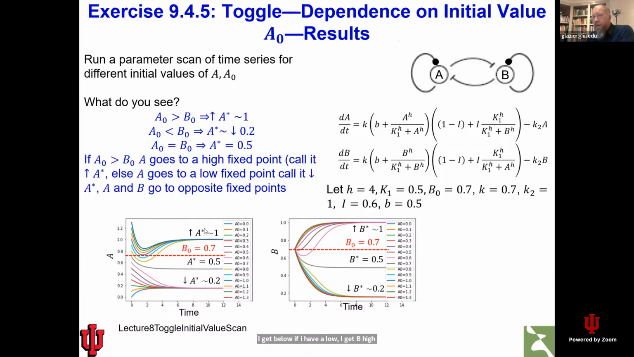Notice that the high values of A and B go to 1. The low values are not 0. Why are they not 0? They're not 0 because I have a non-zero basal rate of production. I set this b constant equal to 0.5. If I set the basal rate of production to 0, then the low value will go to 0.